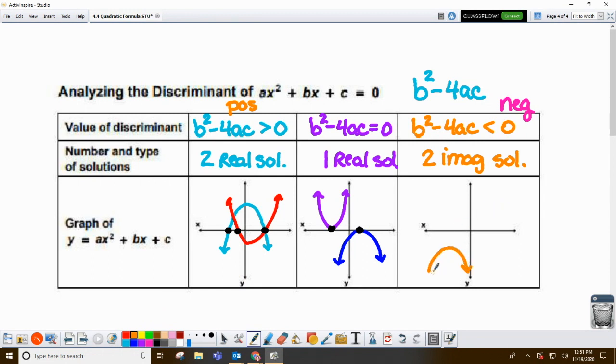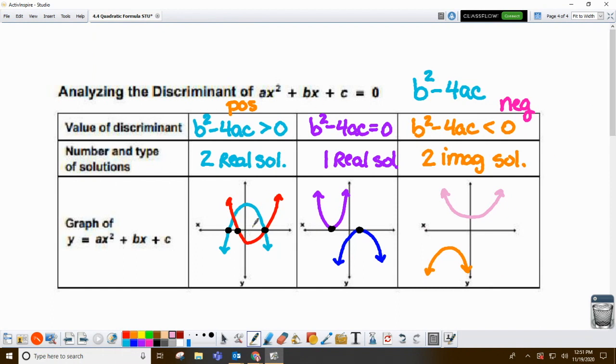So we could have a parabola opening up like that, down, or we could have a parabola like this opening up like that. But in either case, notice the parabola does not touch the x-axis at all. The solutions are imaginary. You can't actually see solutions graphically.